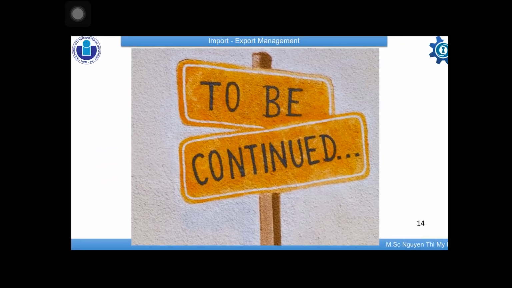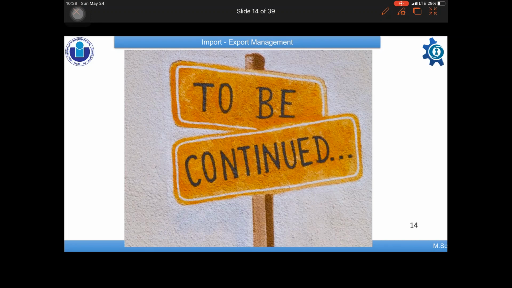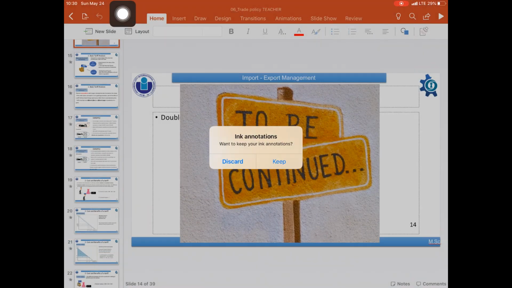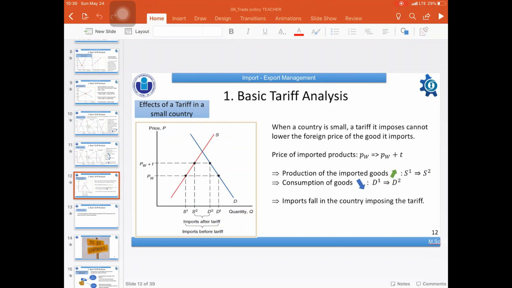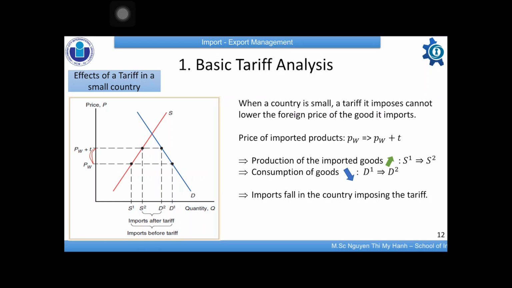You can take a look here, this is the previous lesson. For the small country, the price in the importing country will increase from PW to PW plus T. But in the normal country, it will have a P T star here, and the gap between them will be equal to T. But in the small country, the price in the importing country will increase by an amount T, but it doesn't affect the exporting country's product price.